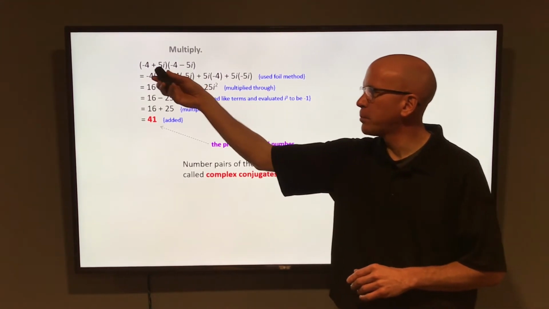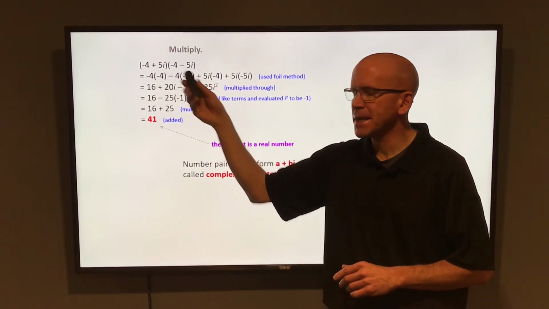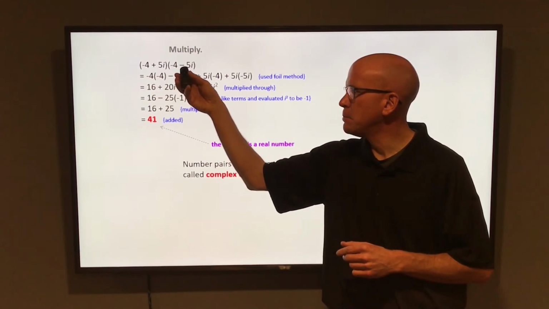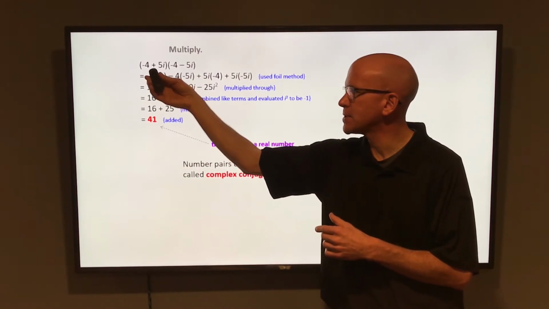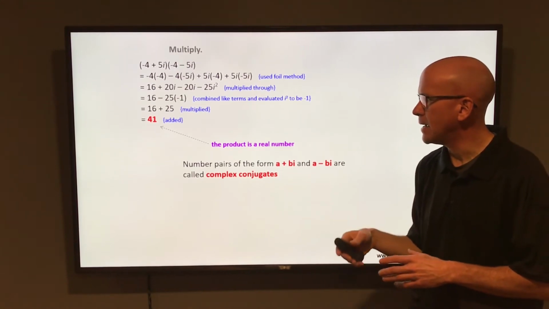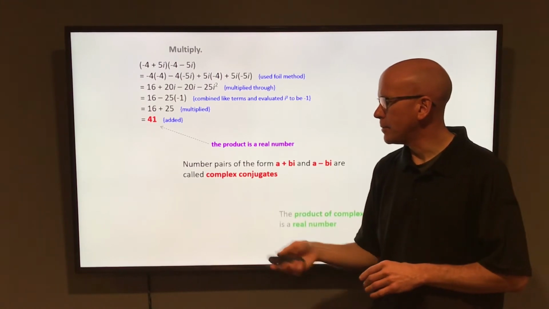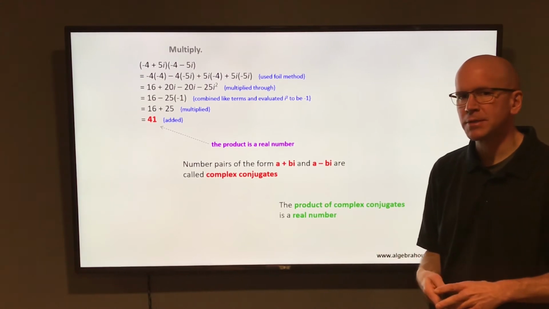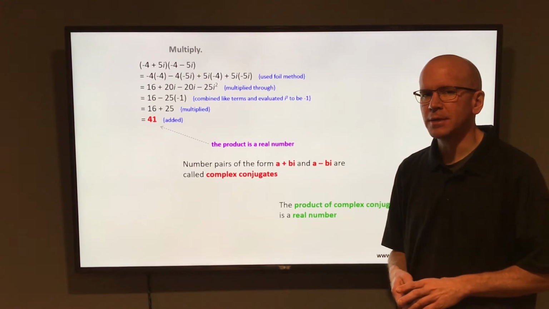So this negative 4 plus 5i times negative 4 minus 5i, notice the terms are the same in each binomial. The only difference is the sign between the terms. So the negative 4's are the same, the 5i's are the same, the difference is the plus and the minus sign. That's in the form of a plus bi and a minus bi. When you multiply those together, you get a real number. Those are called complex conjugates. So the product of complex conjugates turns out to be a real number. Keep that in mind. We're going to be using that in a little bit.